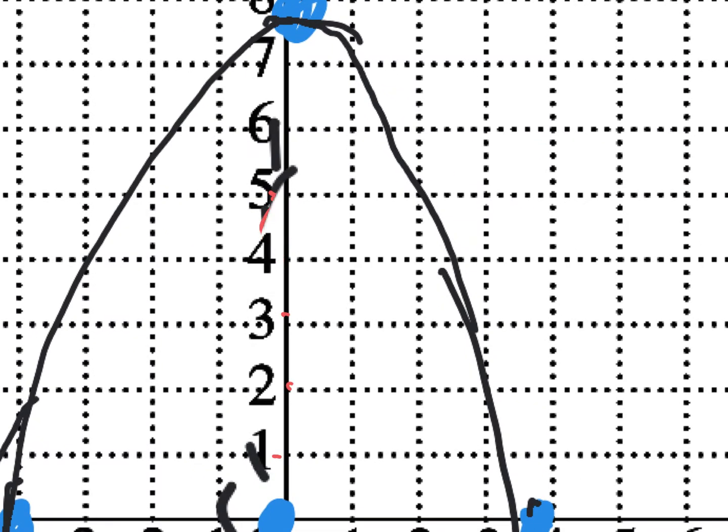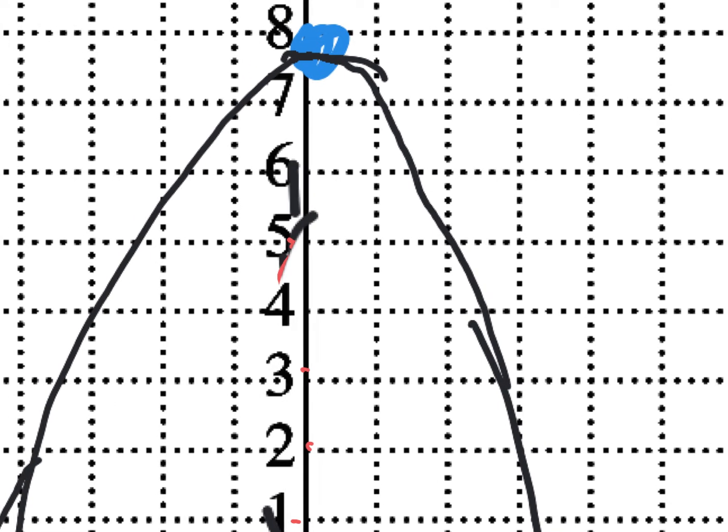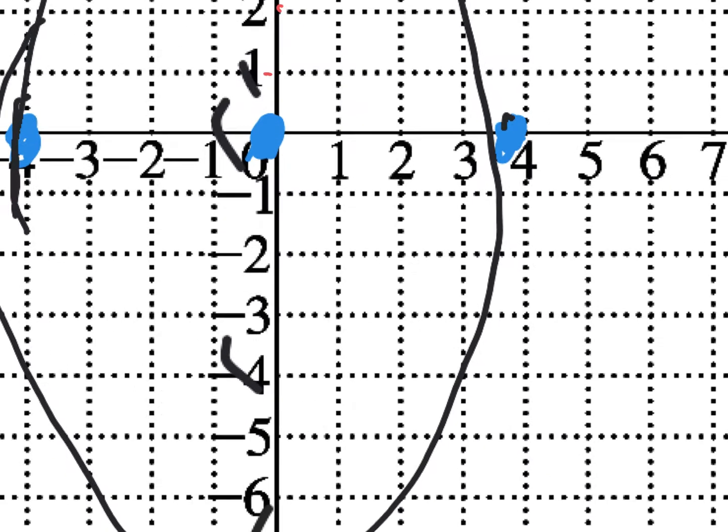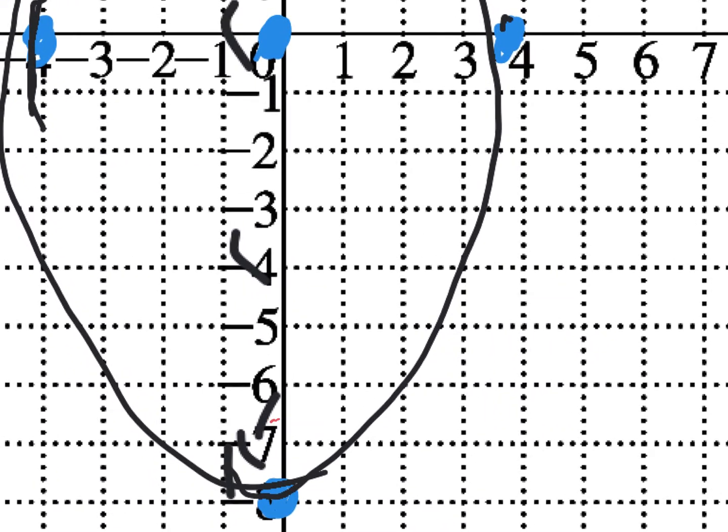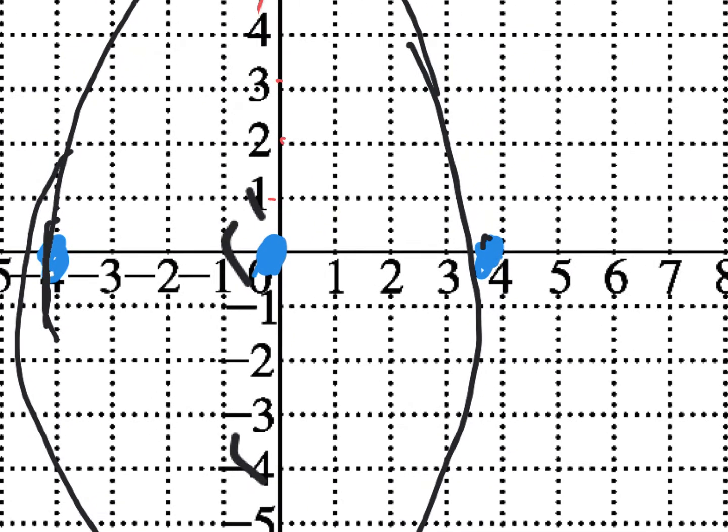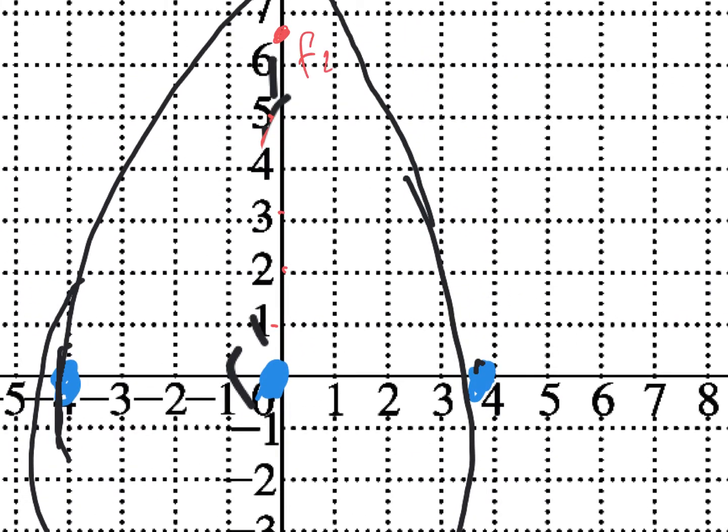So let me get rid of that. Hide the evidence of being silly. About, what did I say, 6.8? So that's roughly about up here. And then down here. Okay. Focus 1, focus 2.